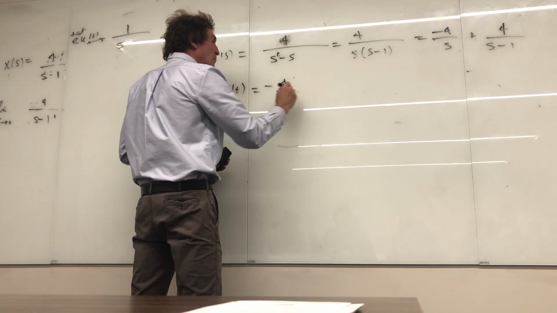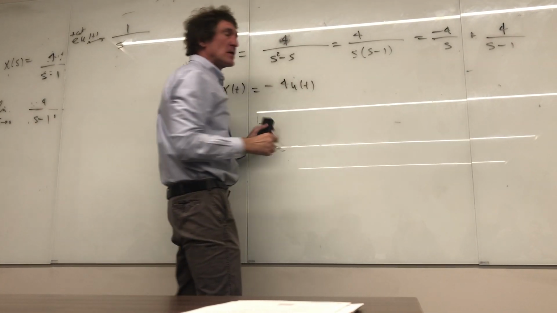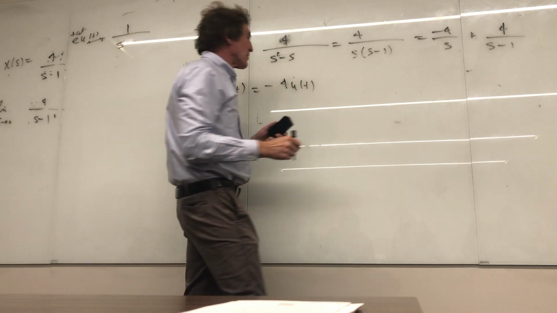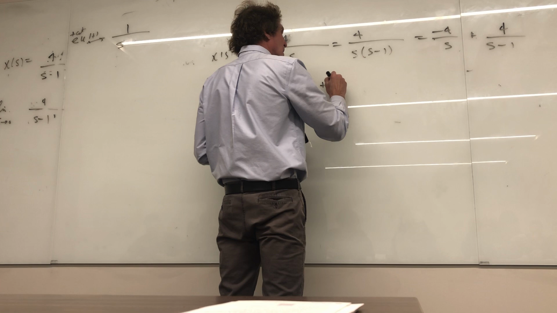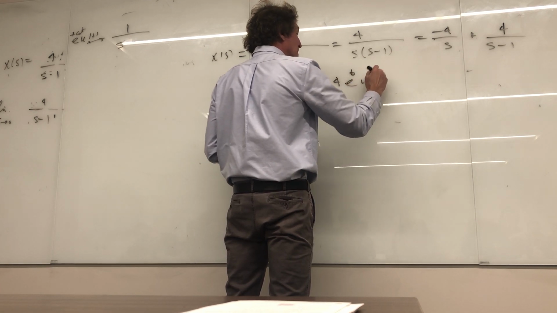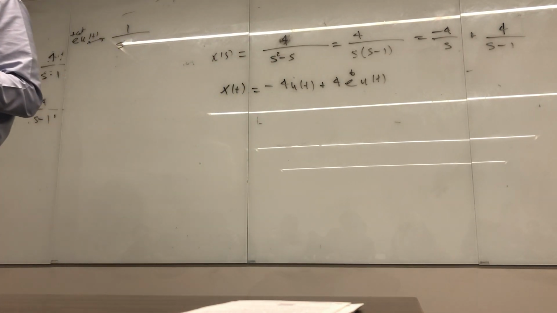Minus 4 times what? U of t, right? 1 over s is u of t. You've got to know the pairings. What's the second one go to? Negative e to the t u of t, right? Does everybody agree with me there?